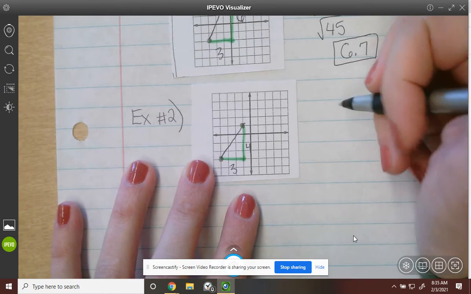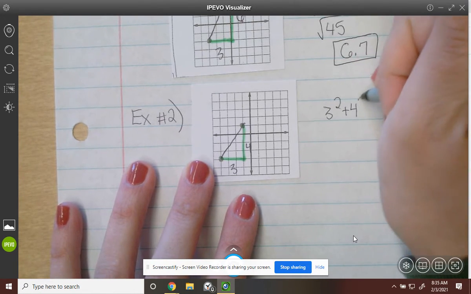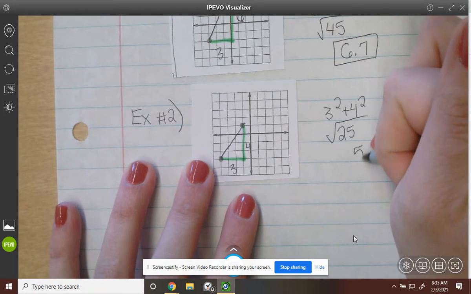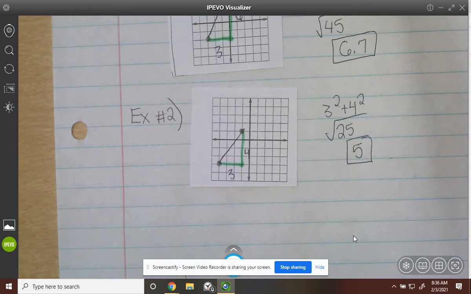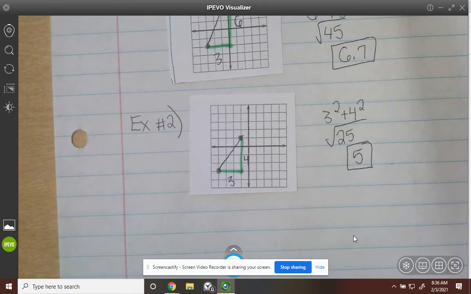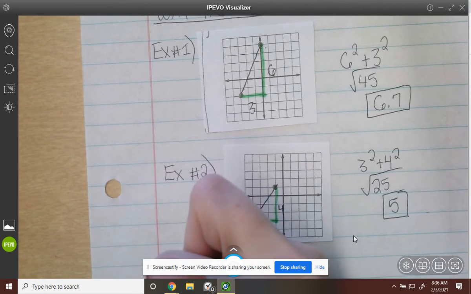Now try to figure out what your hypotenuse or distance is between those 2 points. Okay, hopefully you paused that. 3 squared plus 4 squared gives you 25. The square root of 25 is 5. So 5 is your answer on that one. All right, so that is the easy way, I think, using the Pythagorean theorem. And then we have the not so easy way, and that is way number 2, using the distance formula.